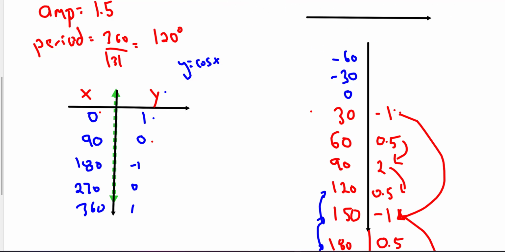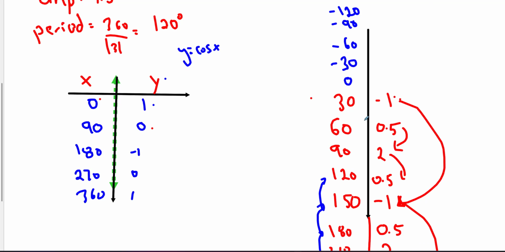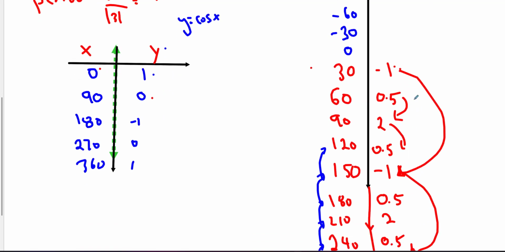I don't know. Well, I'm just going to show you how to do this. Negative 60, negative 90, negative 120. All right, so I've got quite a few points now. Well, what about my y values? Well, remember the pattern. Negative 1 to negative 1 is the pattern.